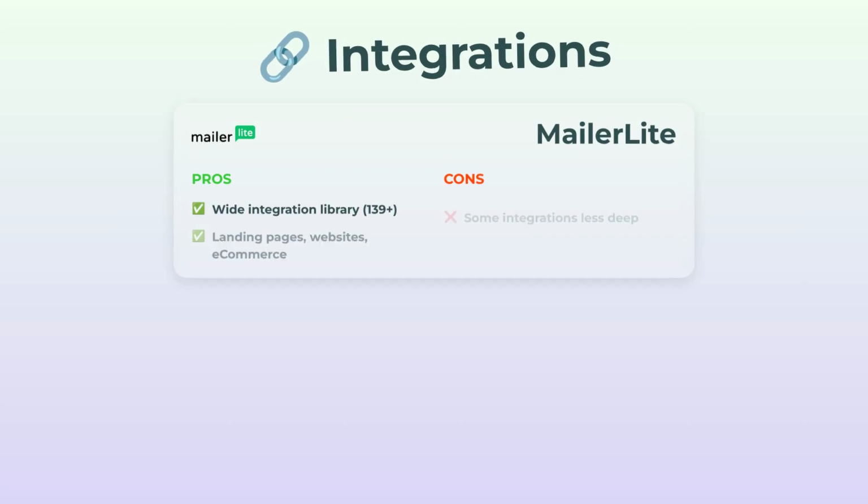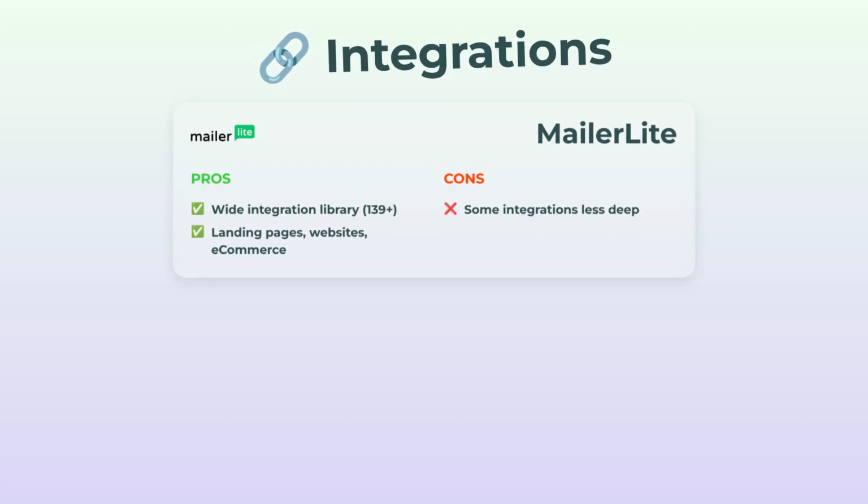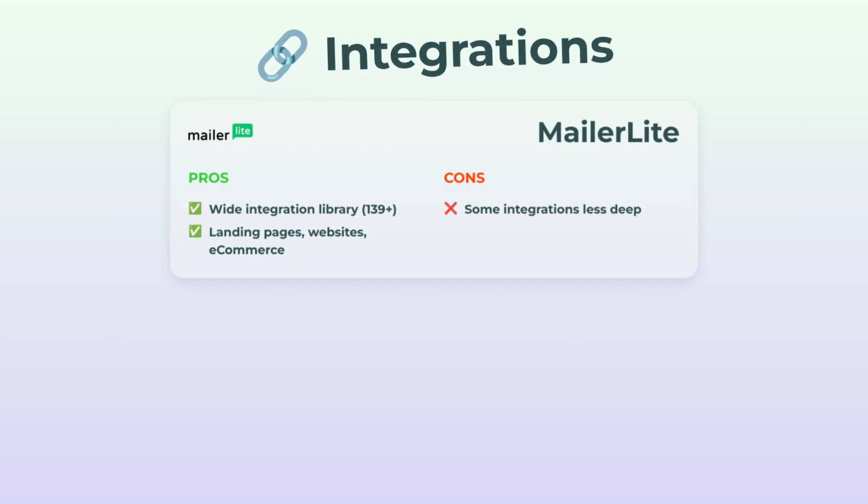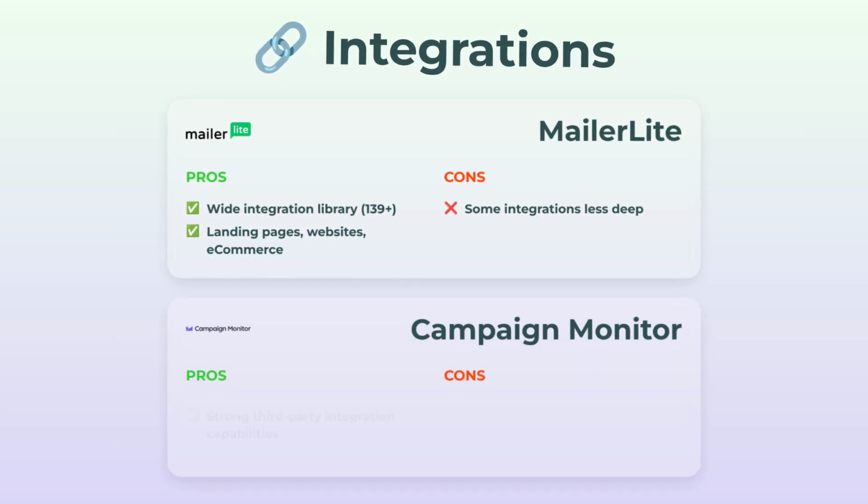Now, integrations. MailerLite's library is kind of wild. They've got over 139 integrations. Whether you need landing pages, website connections, even e-commerce, it's all pretty plug and play. Sometimes they're not super deep, but at least the sheer number helps.